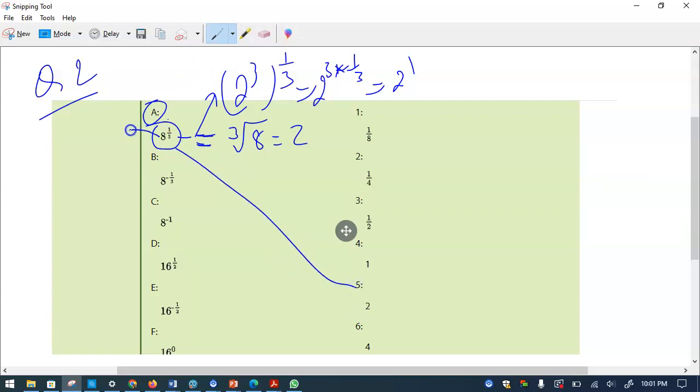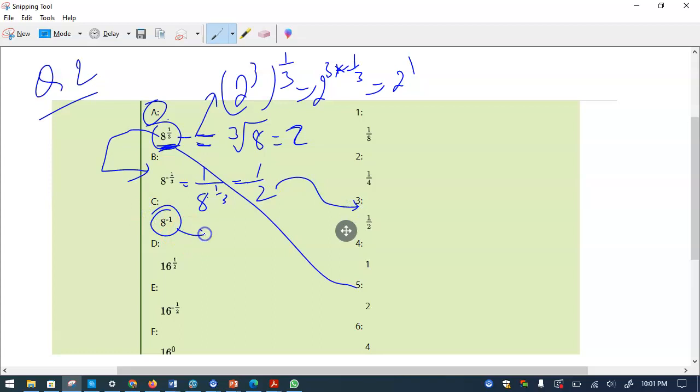Now, what's the difference between A and B? The only difference in A is there's a minus, so all you do is drop it down. But then we already know this answer is 2, right? So it becomes 1.5. So where is 1.5? So this goes right here.